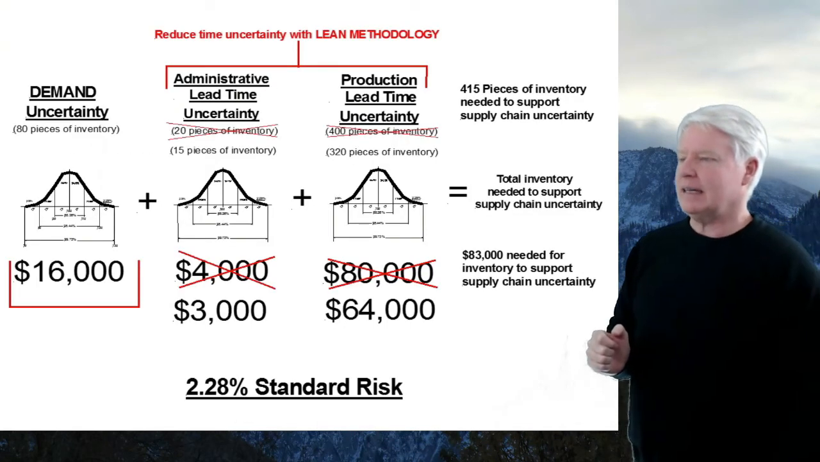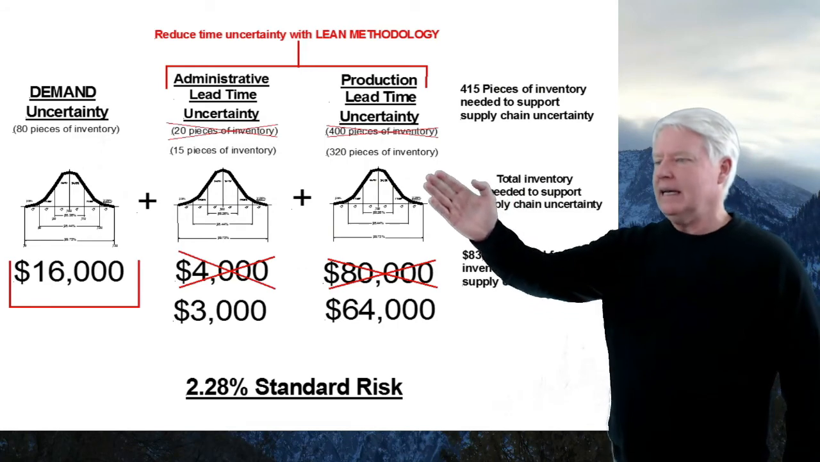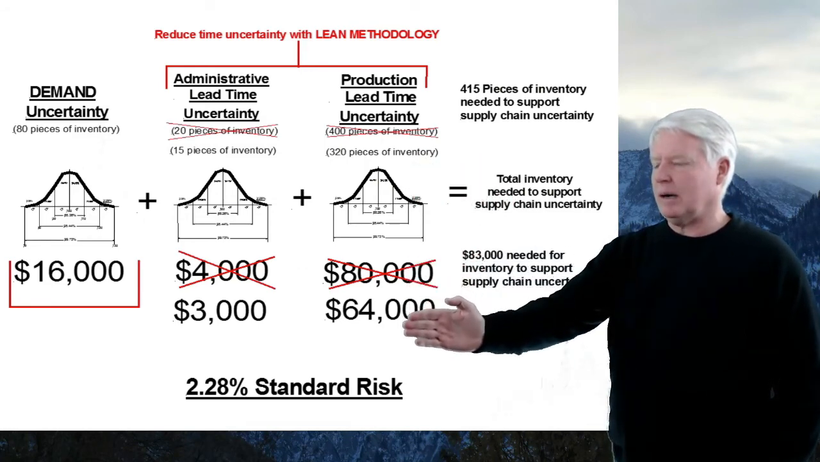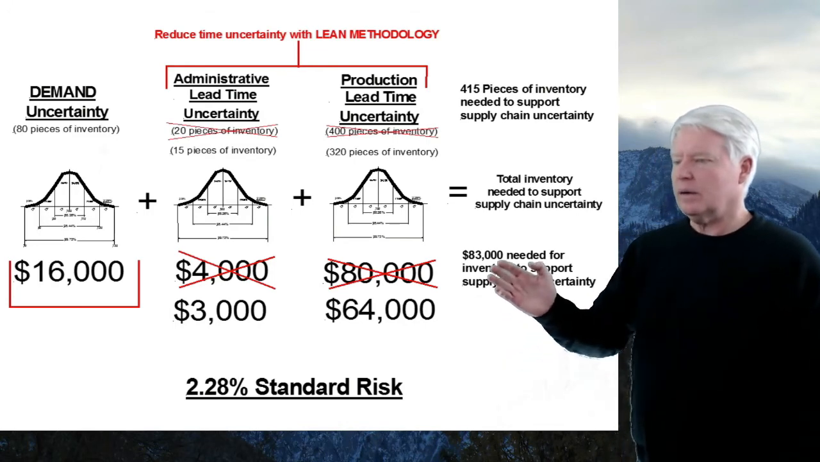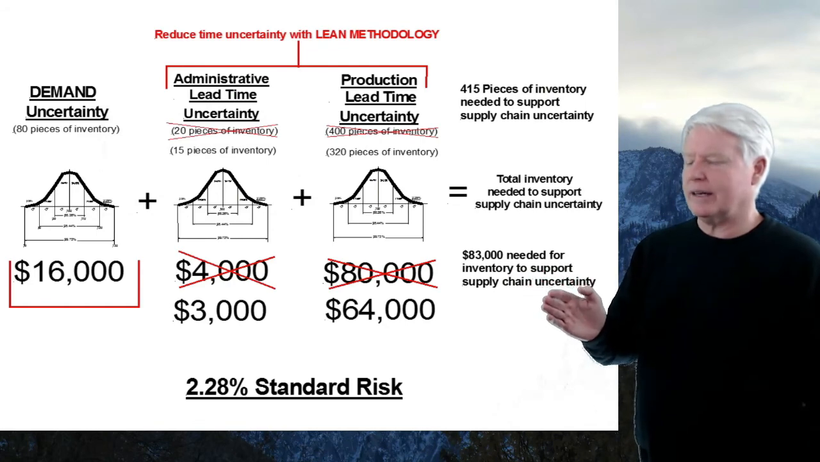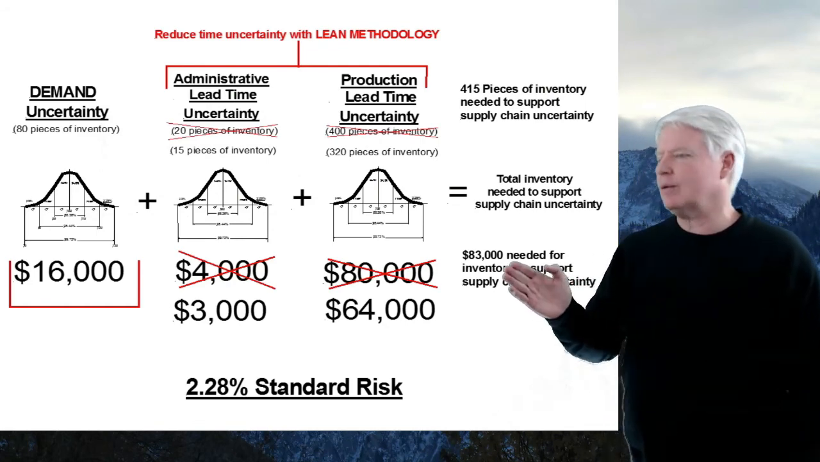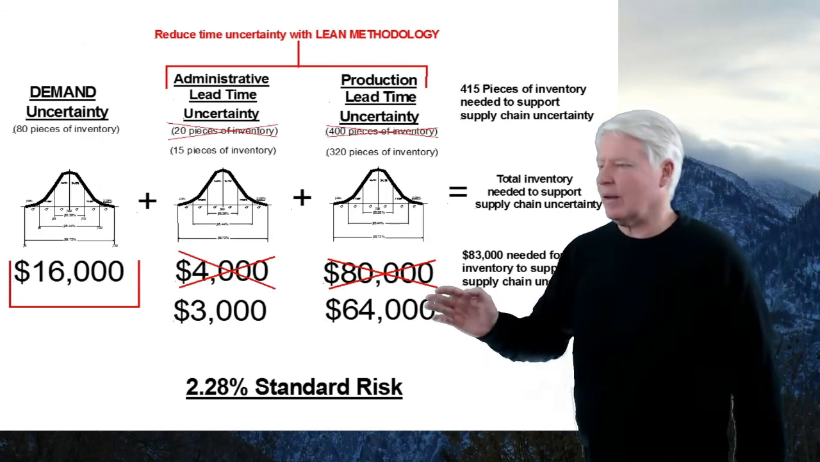So you have a lean project. So let's say you do that and you reduce variability in production lead time and you save some more money. It was $80,000 for the 2.28% risk. Now it's $64,000. So now where are we at? $3,000 needed for inventory to support supply chain uncertainty now. And so you saved, what is that, 17 or 18,000, whatever it is. So that was pretty good.